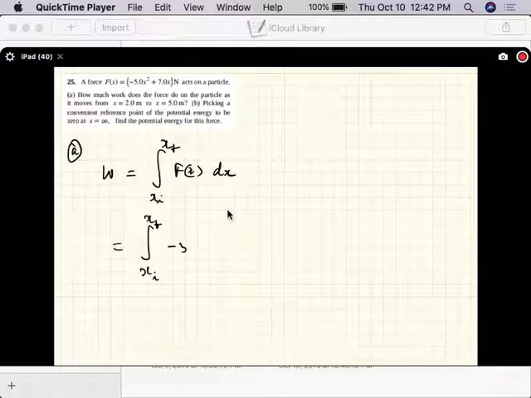The force is minus 5x squared plus 7x dx. By the way, so let's spend a second to look at the units. This function is a force, so the units of force are newtons. What are the units of this number, that 5?